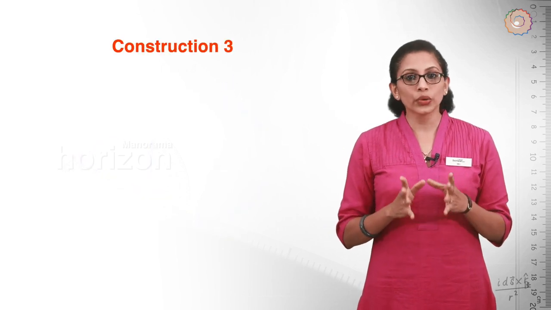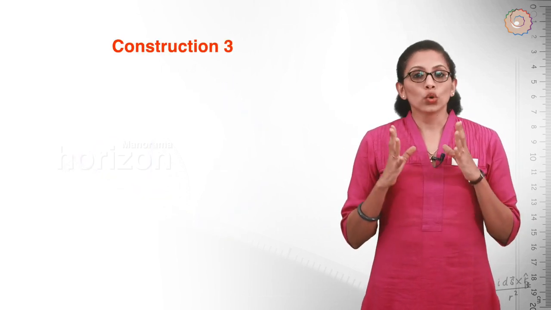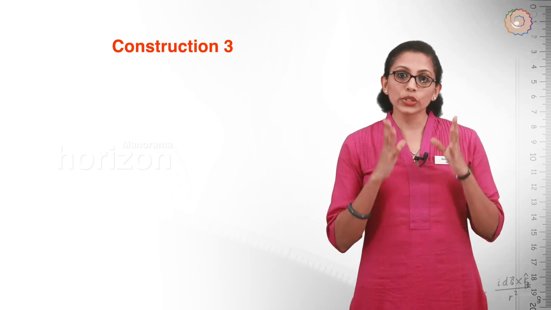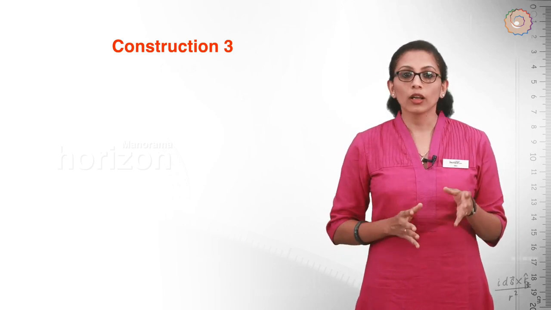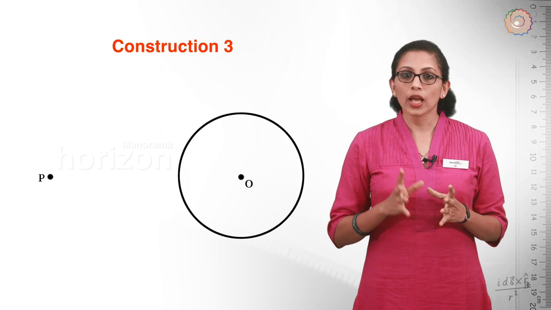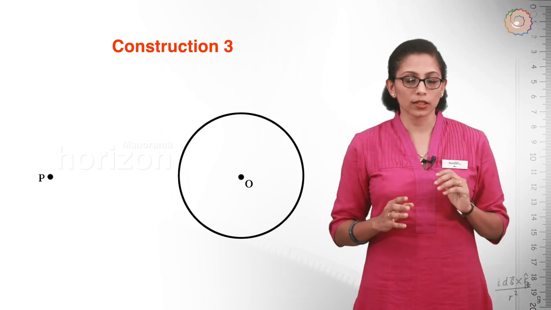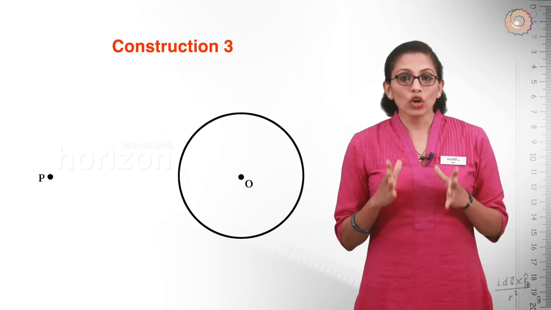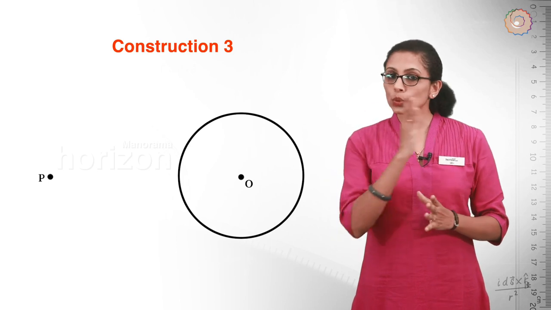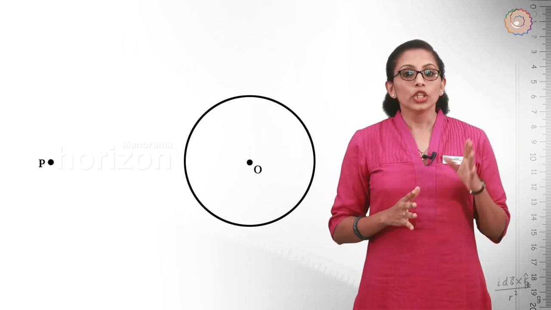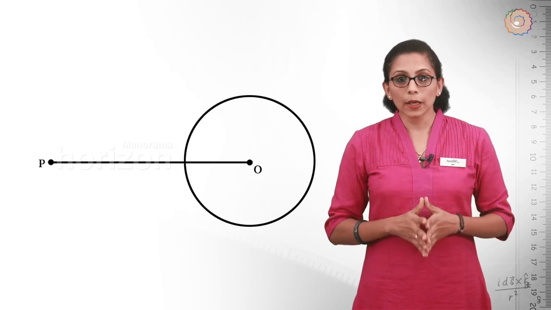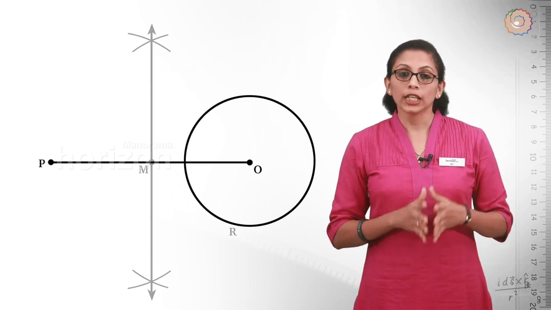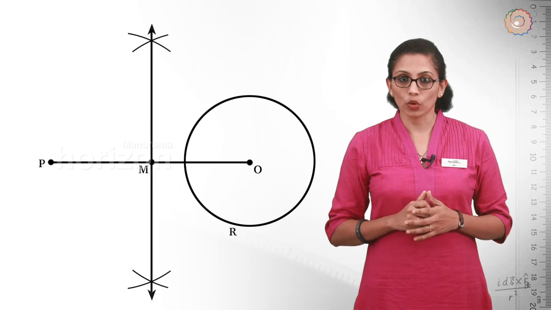Construction 3 statement: to construct a pair of tangents to a circle from a point outside it. Given a circle with center O and a point P outside the circle. We need to draw tangents from point P to the circle. Steps of construction. First, join PO. Make the perpendicular bisector of PO. Let M be the midpoint of PO.